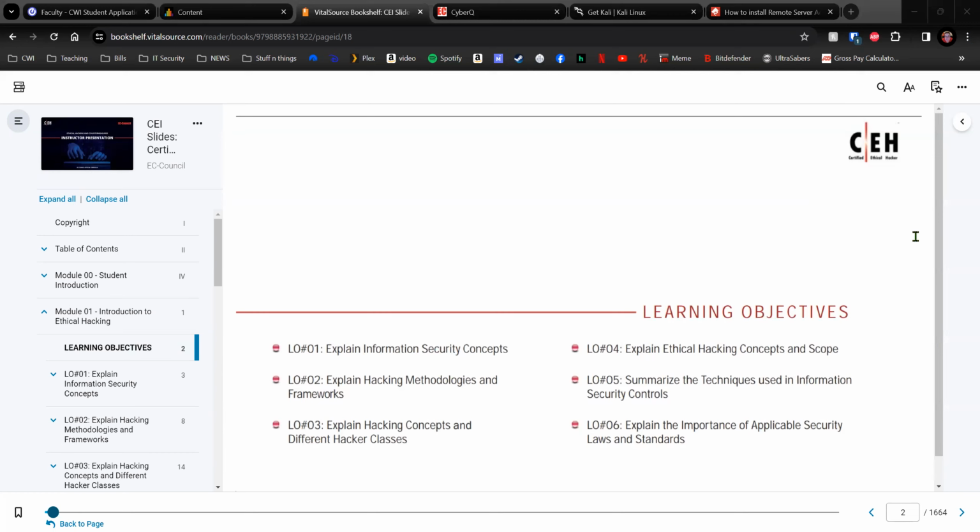Okay, so we're just going to go ahead and start in on this. The learning objectives for this particular module are to explain information security concepts, explain hacking methodologies and frameworks, explain hacking concepts and different hacker classes, explain ethical hacking concepts and scope, summarize techniques used in information security controls, and explain the importance of applicable security laws and standards.